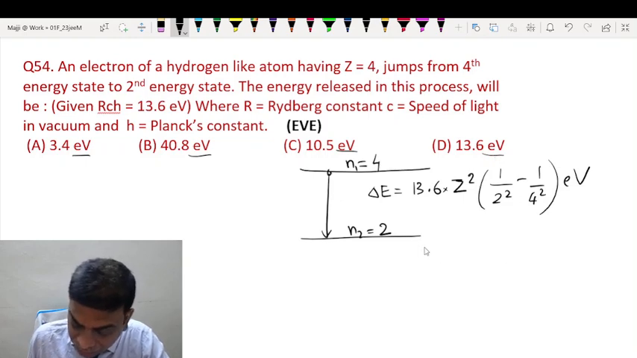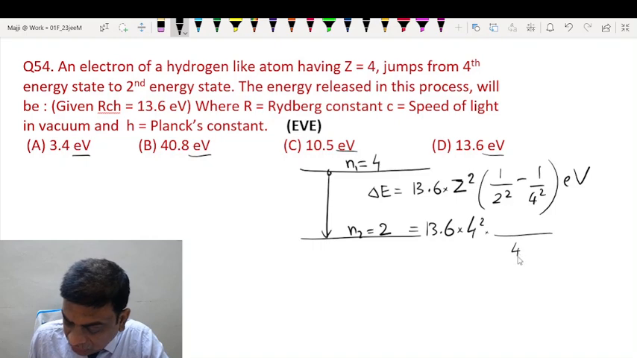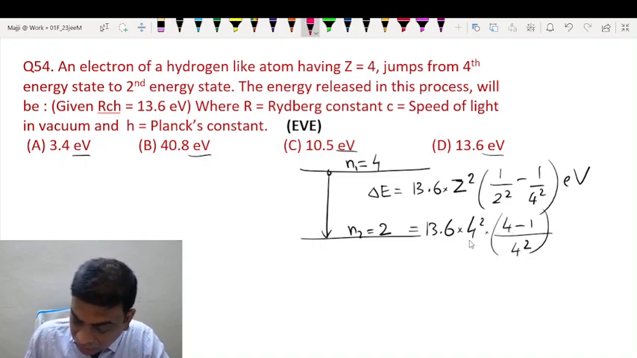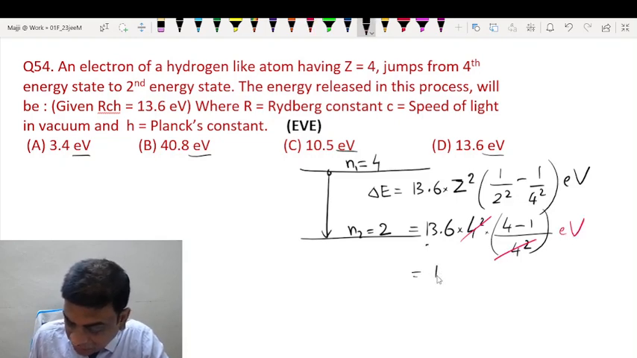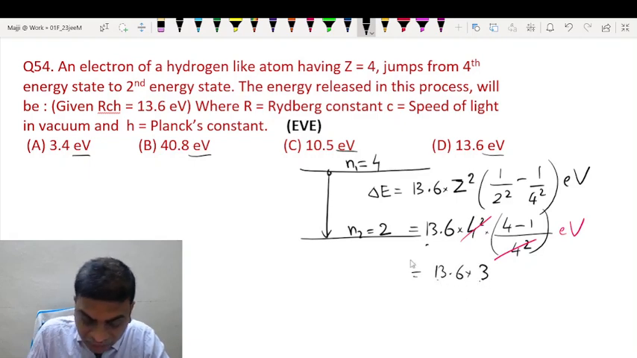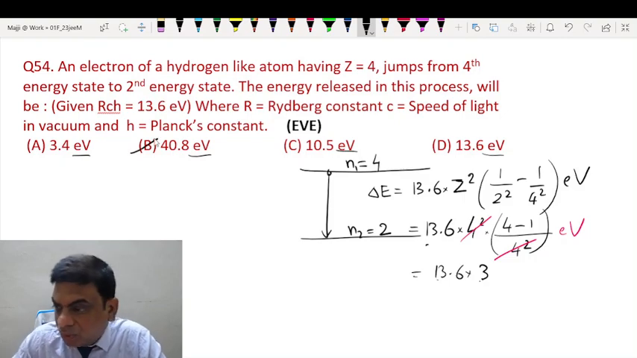So this will be 13.6 into Z is 4, so 4 squared. Here, if you take the LCM, you will have 4 squared, and this will be 4 minus 1. So this 4 squared gets cancelled here. We have 13.6 into 3. So 13 into 3 is 39, so slightly more than 39. That is the option.